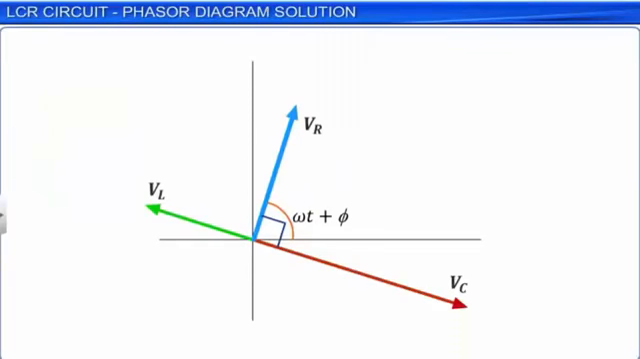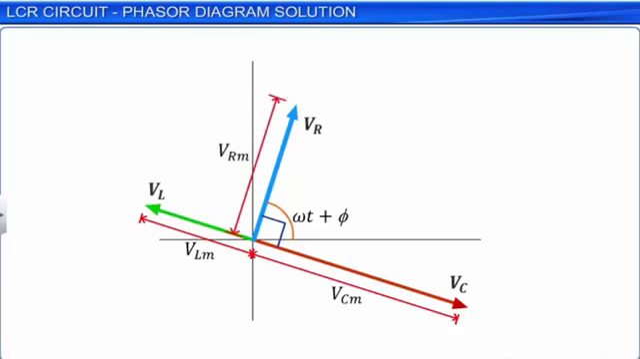The amplitudes of the potentials across the capacitor and inductor are VCM and VLM respectively, and are at a phase difference of pi by 2 from that across the resistor, that is VRM, and they lie on the same line on the phasor diagram. Hence, the phasors VL and VC lie on a line perpendicular to VR, but in directions opposite to each other.